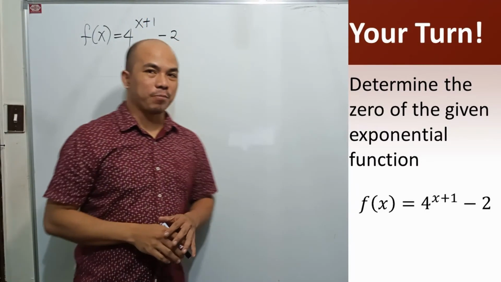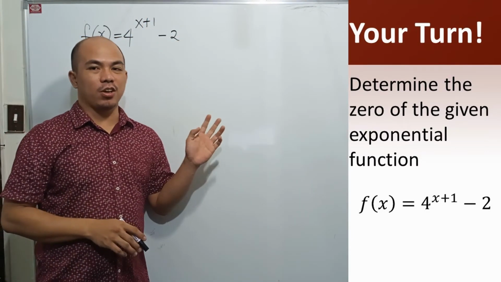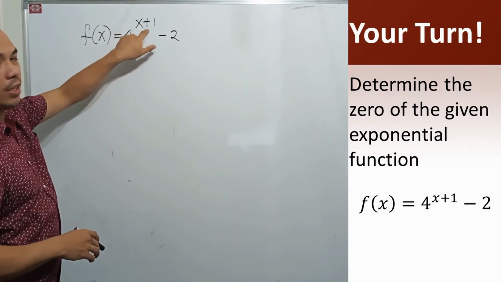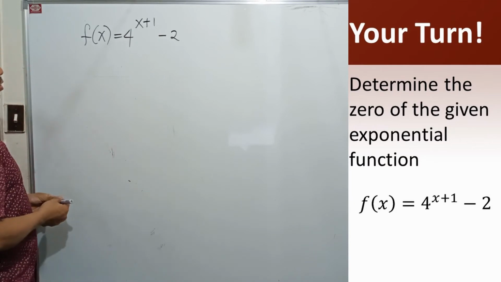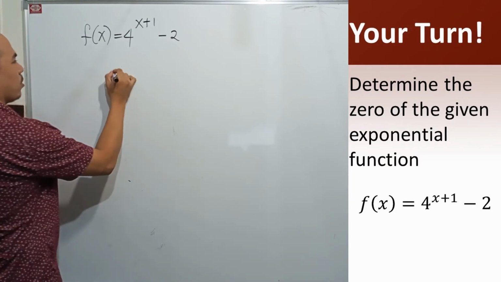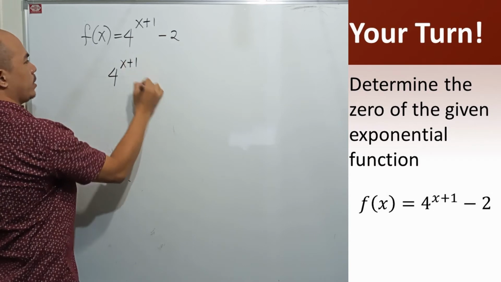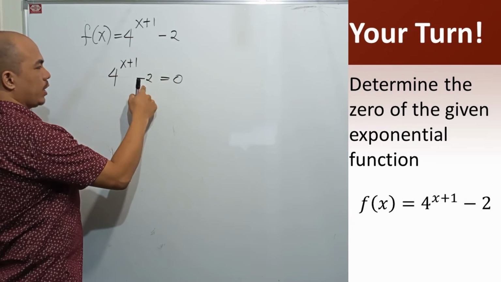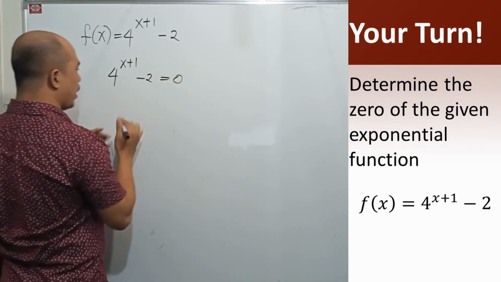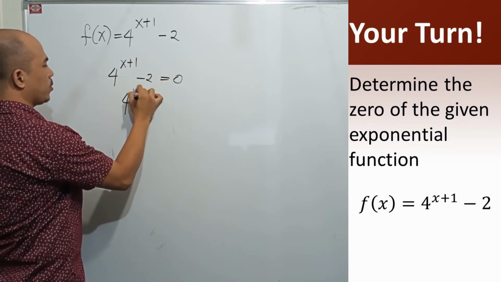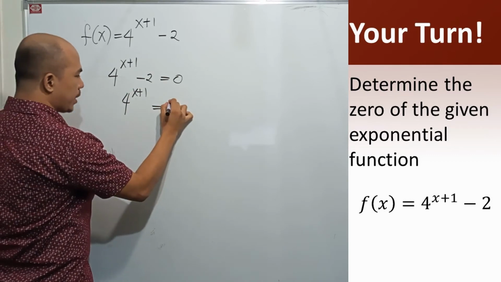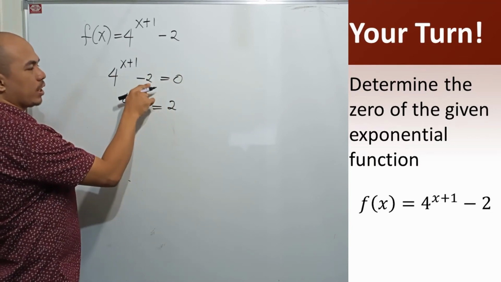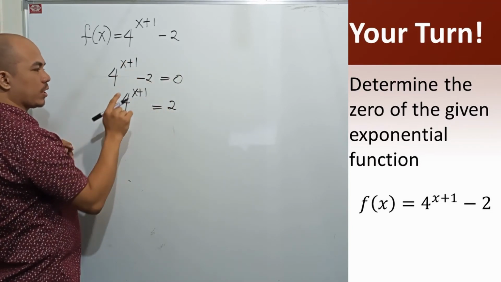Ngayon, sagutan na natin. So, we are going to determine the zero of the given exponential function. F of x is equal to 4 raised to x plus 1 minus 2. So, equate down natin siya sa 0. So, we have 4 raised to x plus 1 minus 2 equals 0. Okay? So, yung negative 2 natin, plus 2 tayo dito, plus 2 din sa kabila. Kaya, magiging 4 raised to x plus 1 equals positive 2 na lang. So, 0 plus 2 is positive 2. Yung negative 2 dito nawala kasi negative 2 plus 2, that is 0.